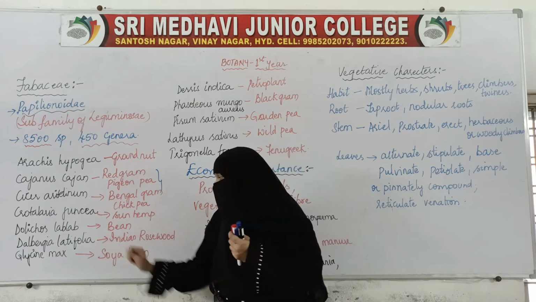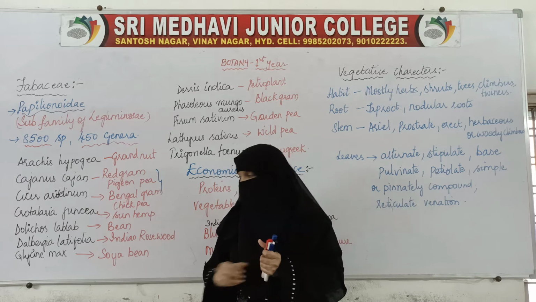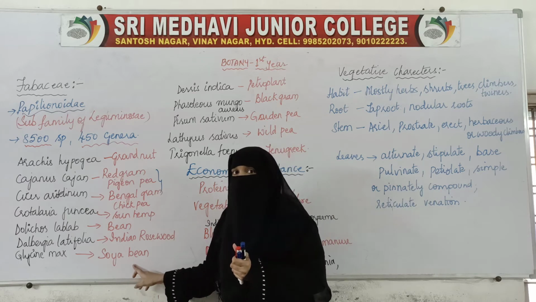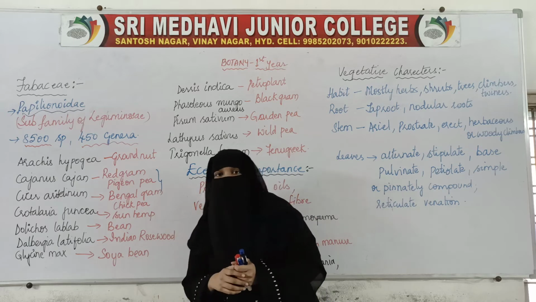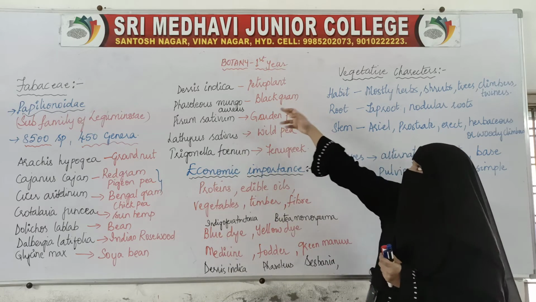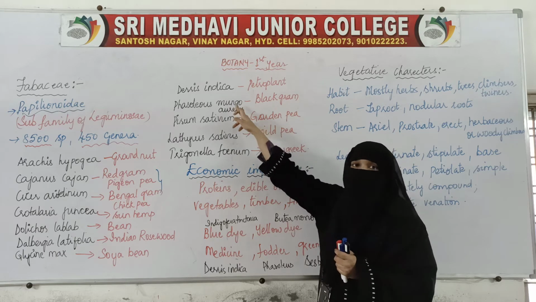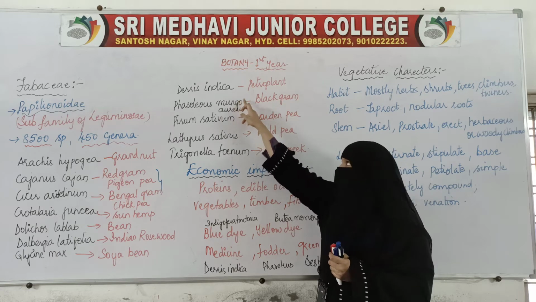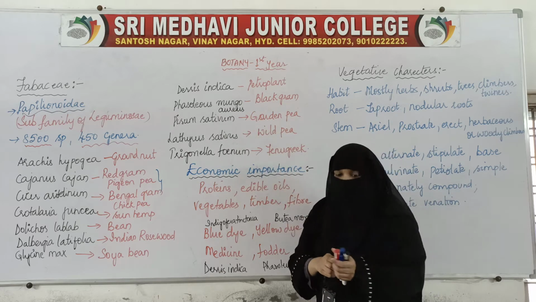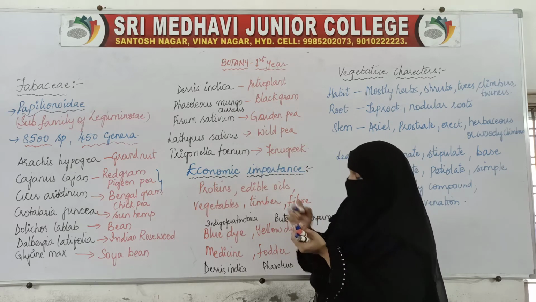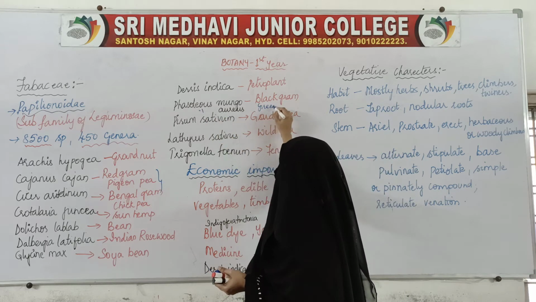Then we have Glycine max. The common name for Glycine max is soya bean. Then we have Derris indica, commonly called the petro plant. Phaseolus mungo, moong ki dal, that is black gram. Then we have Phaseolus aureus, which we call green gram.